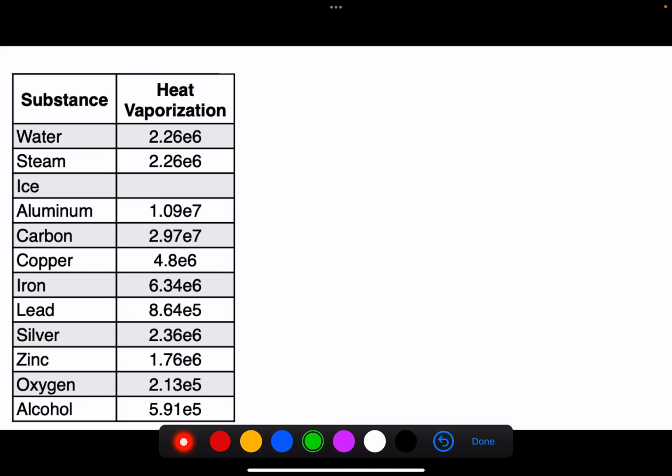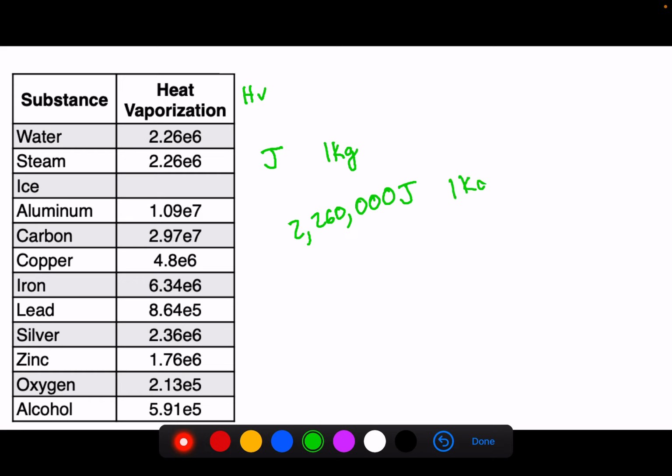This time we look at the heat of vaporization. That's going to be abbreviated HV. And again, it tells us how many joules are required to vaporize 1 kilogram of our substance that is already at the proper temperature. So for water, it would take 2,226,000 joules of energy to vaporize 1 kilogram.